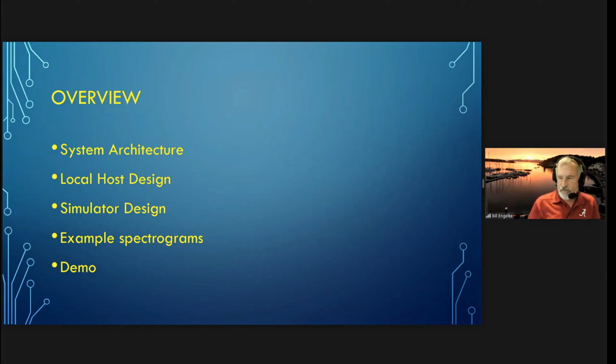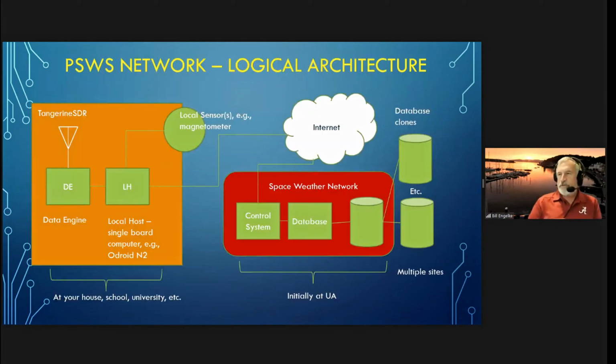Since we don't have hardware available just yet, Scotty talked about that. Hardware is imminent, but the design of the software to control all this was so extensive, I felt it was very important to develop a simulator so that we could make progress on the software while waiting for the hardware to be completed. Then some example spectrograms taken using the simulator, and then a demo, kind of a limited demo, but it's what we have. All right, this is the Personal Space Weather Station Network logical architecture.